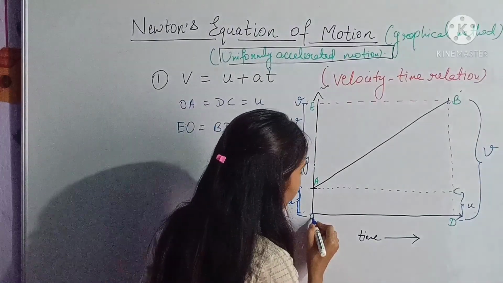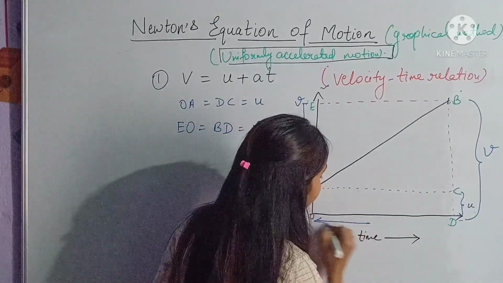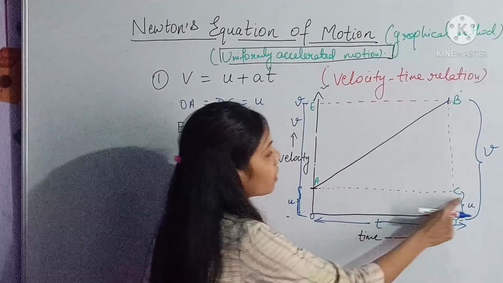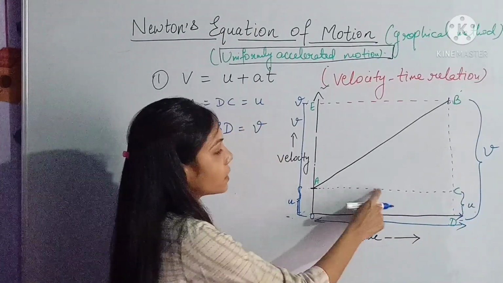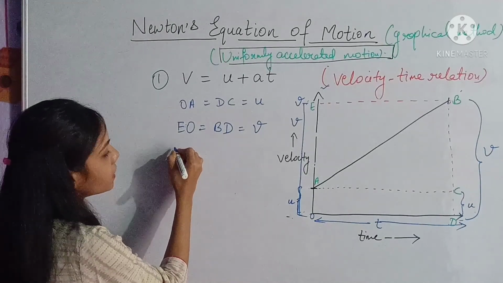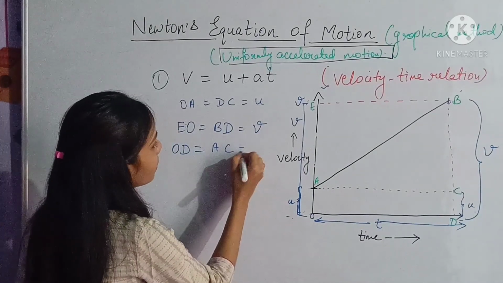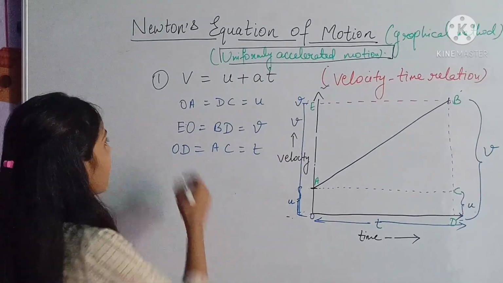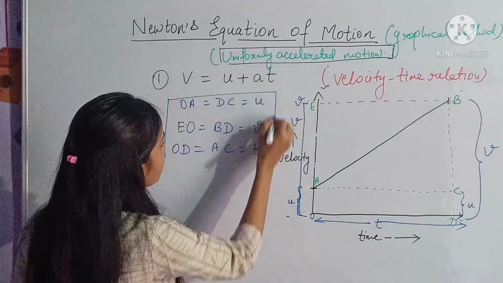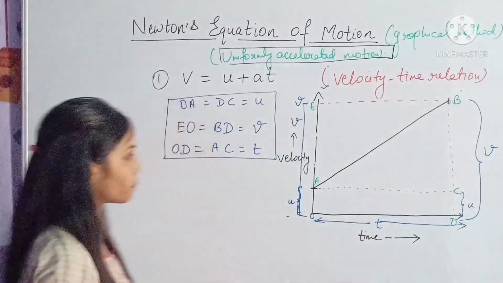Fine. Now from point O to point D, what is this? This is the time. That is why AC will also be equal to T, because these two are parallel and equidistant. So here again we can write OD is equal to AC is equal to T. This is very important information which I will be using in the derivation part.